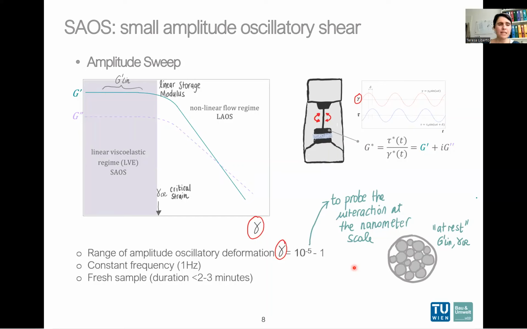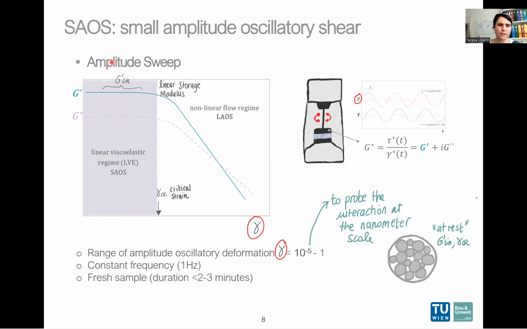And this test can last from 30 seconds to a couple of minutes, depending on our elastic modulus, and consist in trace the G prime and G double prime as a function of gamma, or amplitude oscillatory deformation. At low amplitude oscillatory deformation is where we have our linear viscoelastic regime, so where the G prime and the G double prime are linear or constant with gamma.